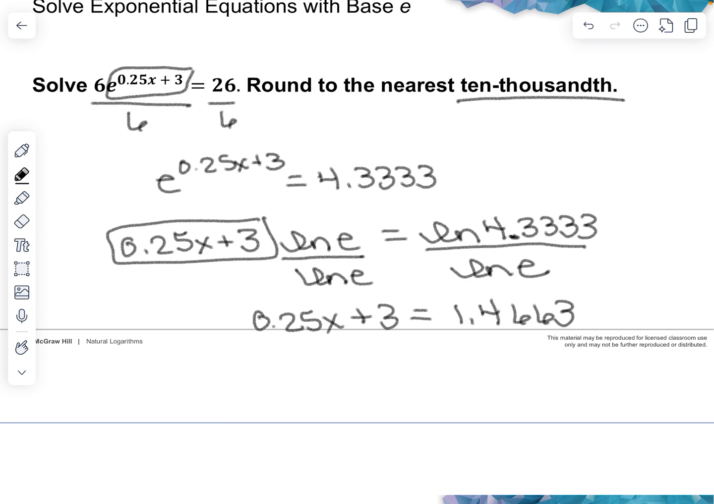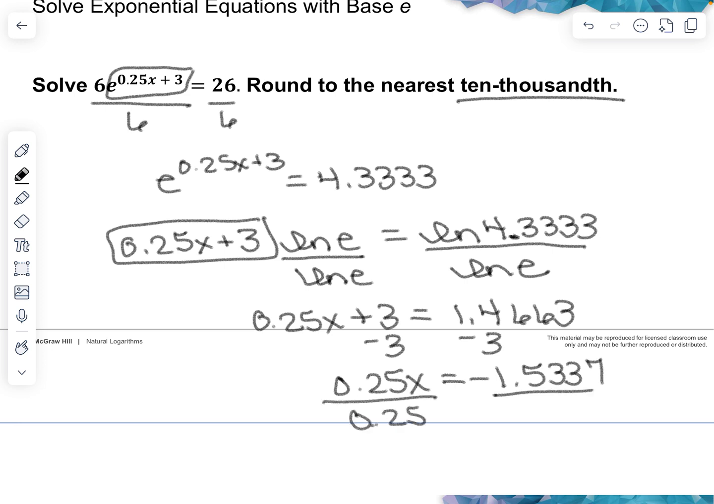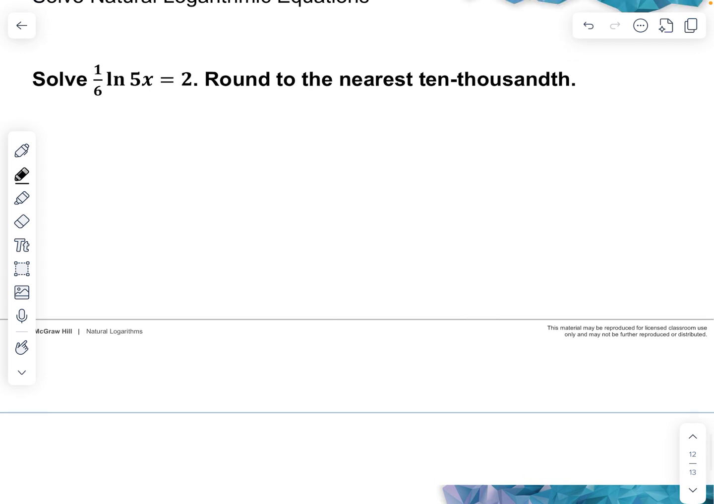Now just solve this two-step equation that's left. Subtract 3. 0.25x equals negative 1.5337 divided by 0.25. x equals negative 6.1347. I think I have one or two more.